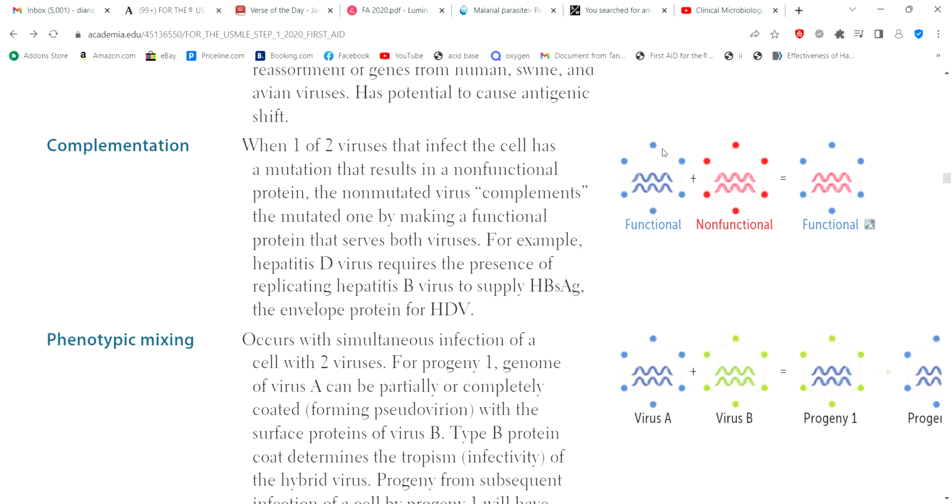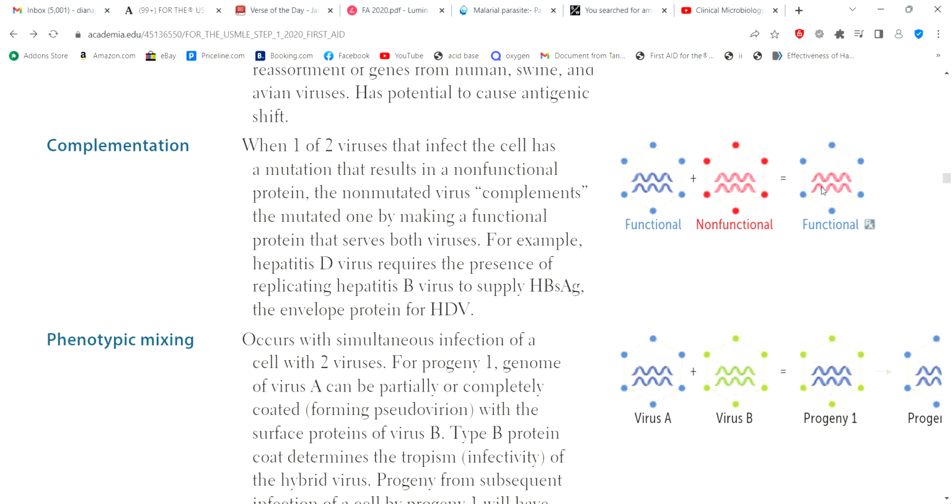So this blue virus is working fine. The red virus does not work. So what does the blue virus do? It says, "Don't worry, homie, I got you." And then it makes a blue cover and protects the red one. So now it becomes functional. Just like that, for hepatitis D to survive in our body, hepatitis D needs hepatitis B. Yeah, that's what that means.